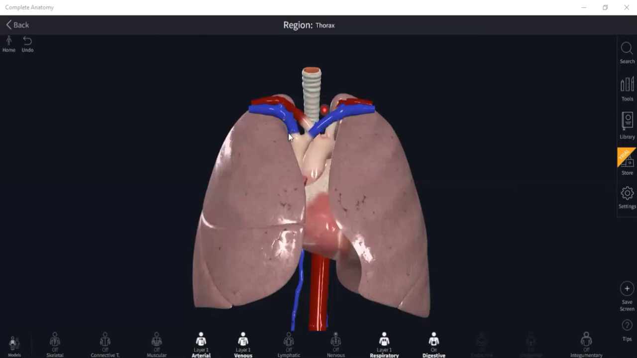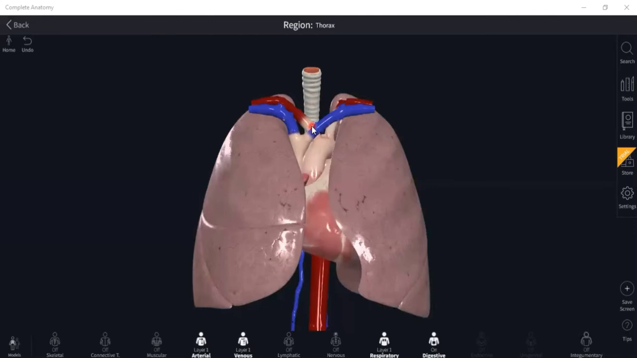We have a couple of important structures lying in the mediastinum. The primary important structure in the mediastinum is the heart, as you can see in this structure. Then we have the aorta, the descending aorta, as well as the trachea. We have the esophagus, we have the thymus. All these structures are lying in the mediastinum.